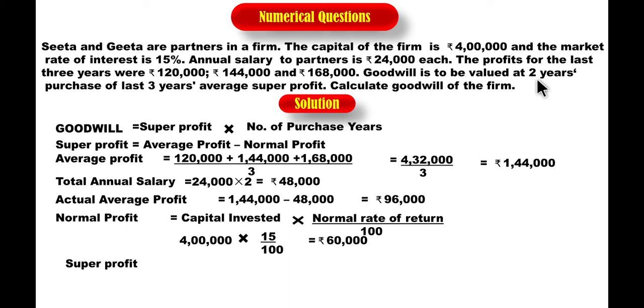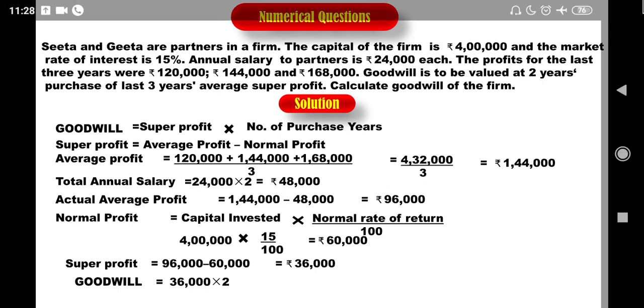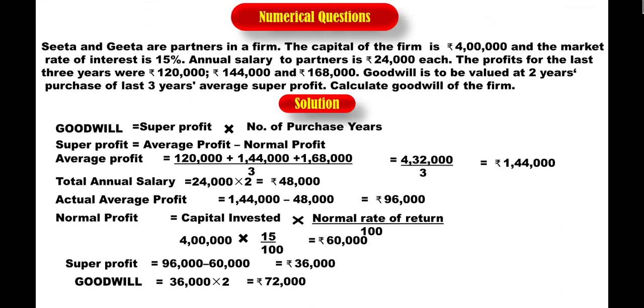We have got both the profits, average profit and normal profit. So we can easily get the amount of the super profit, that is 36,000. Now the goodwill will be 36,000 multiplied by the number of purchase years, which is also given in the question, that is 2 years' purchase. Here you can see on your screen, 2 years' purchase. So here we have got the answer to the first question, that is the amount of goodwill.